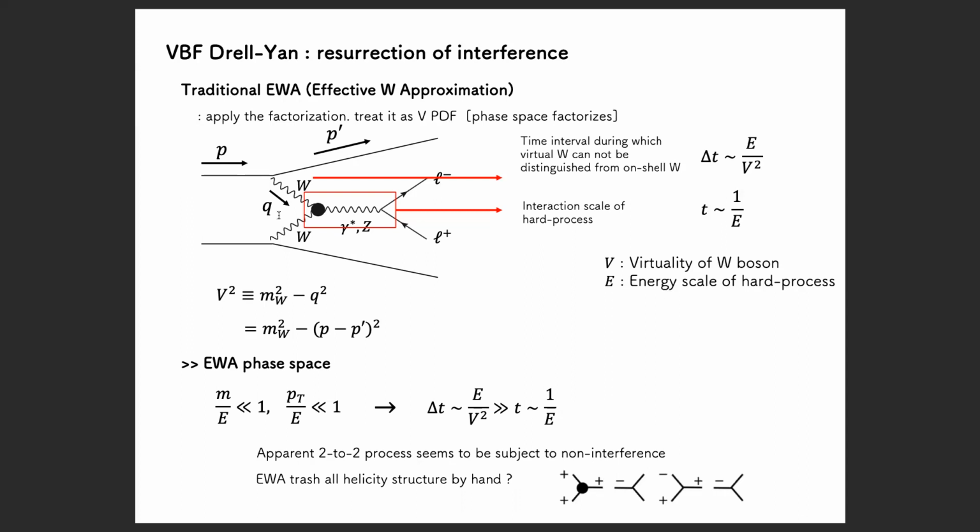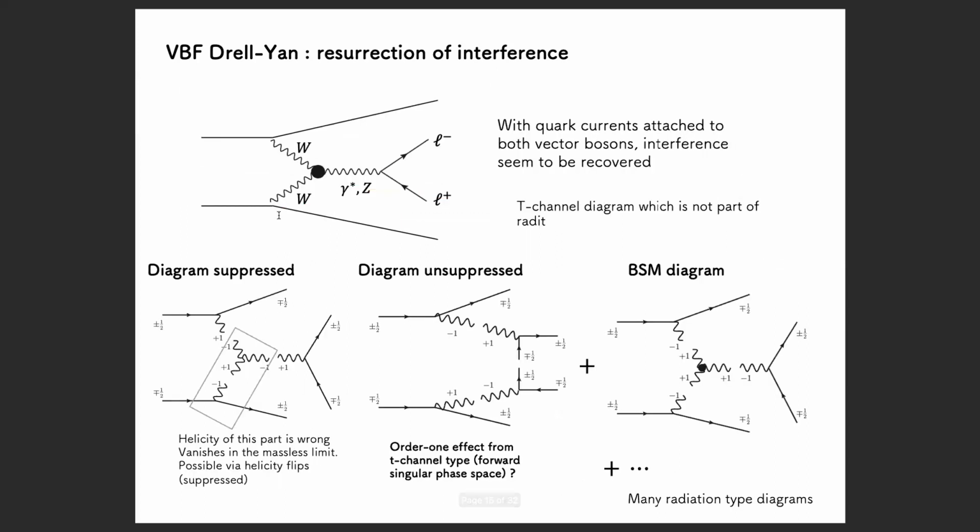But on the other hand, as I showed in the next slide, if you just examine the helicity structure of this whole process against this one, it seems like there is interference. That goes like on a lambda sphere. So apparently, if you just blindly apply the traditional EWA, even though you belong to this phase space, it seems like there is some helicity structure that you just trash away by hand. That is something we do in our paper.